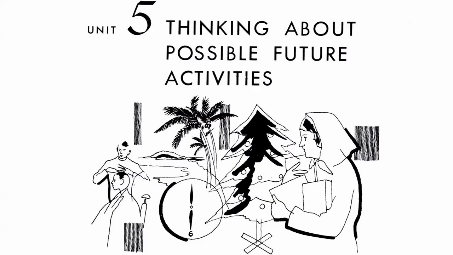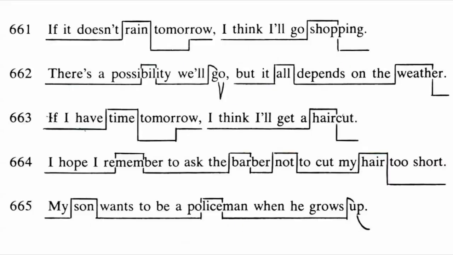Thinking about possible future activities. If it doesn't rain tomorrow, I think I'll go shopping. There's a possibility we'll go, but it all depends on the weather. If I have time tomorrow, I think I'll get a haircut. I hope I remember to ask the barber not to cut my hair too short.